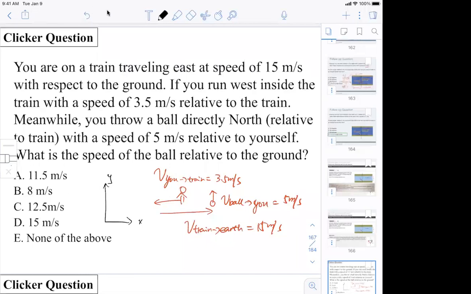So for people who come back, I wrote "ball is thrown relative to the train," but no, you throw the ball relative to yourself. Okay, so the third velocity, the ball, is relative to yourself at 5 meters per second.